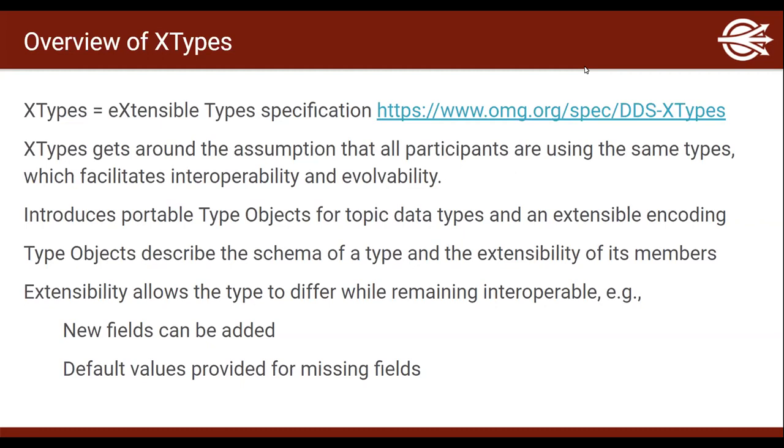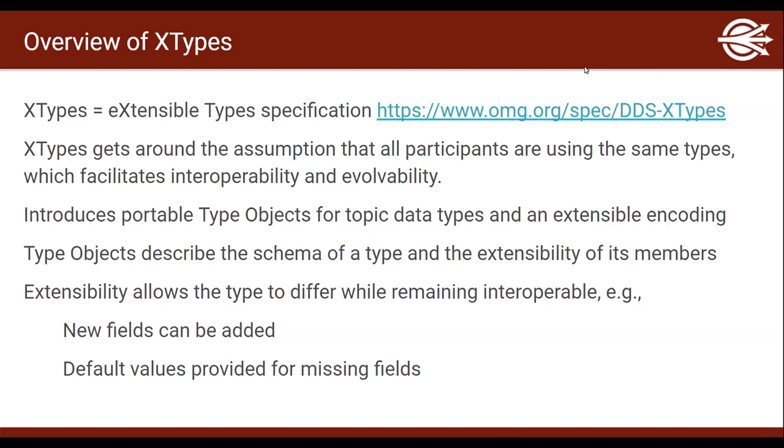XTypes introduces a thing called a type object, which are portable objects for topic data types and all of the dependent types within a topic data type. They also have an extensible encoding, based on an RTPS standard, called XCDR2. There's an older XCDR version 1, but XCDR2 is the most recent one. These portable type objects can be exchanged by different DDS participants using RTPS discovery. And once they have them, they can then reflect on the data samples that they get for that particular type.